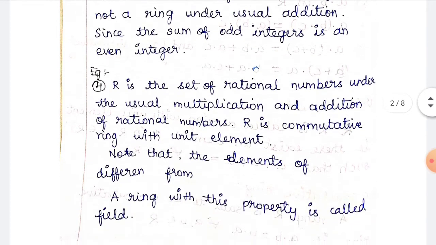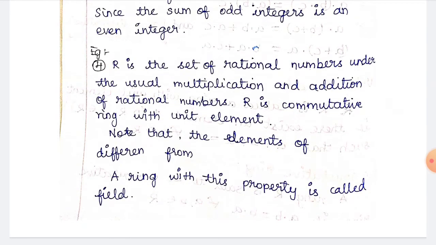The next example is the fourth one. R is the set of all rational numbers under the usual multiplication and addition of rational numbers. R is a commutative ring with unit element. So this is a set of rational numbers, which means that it is a ring.